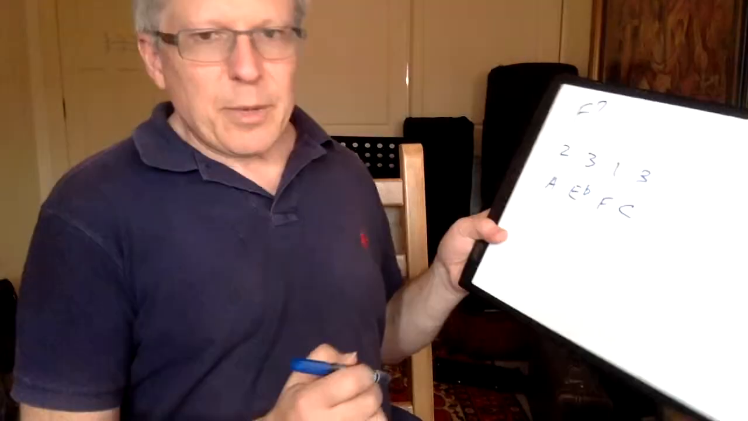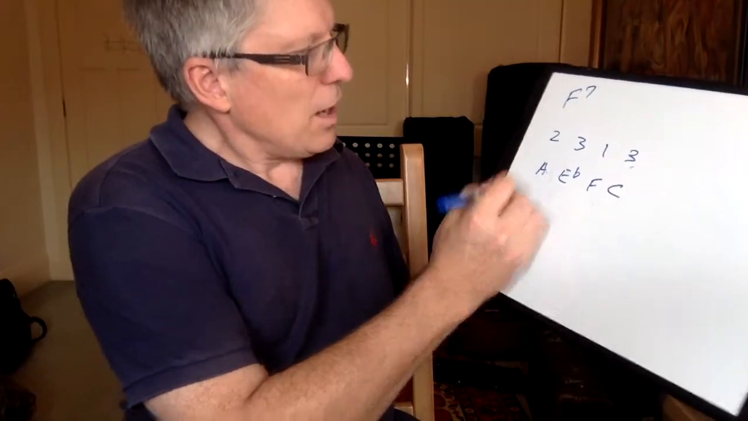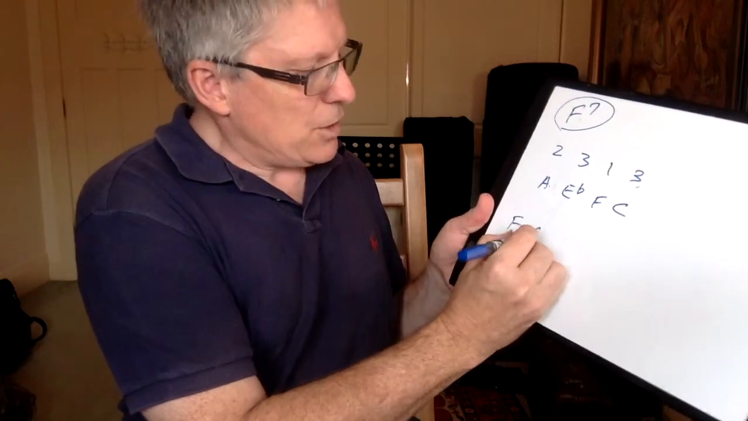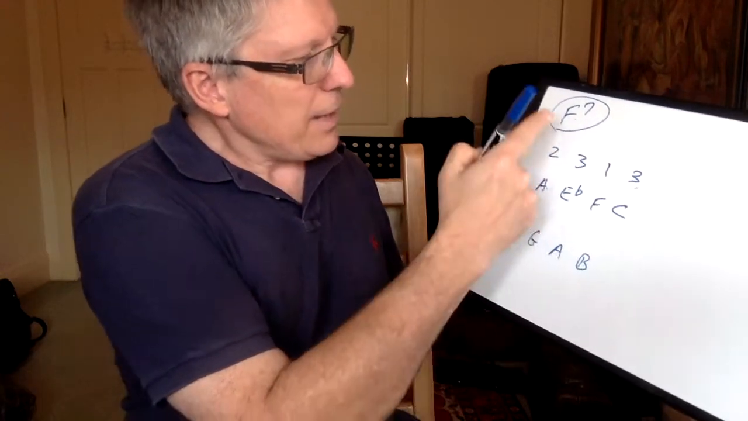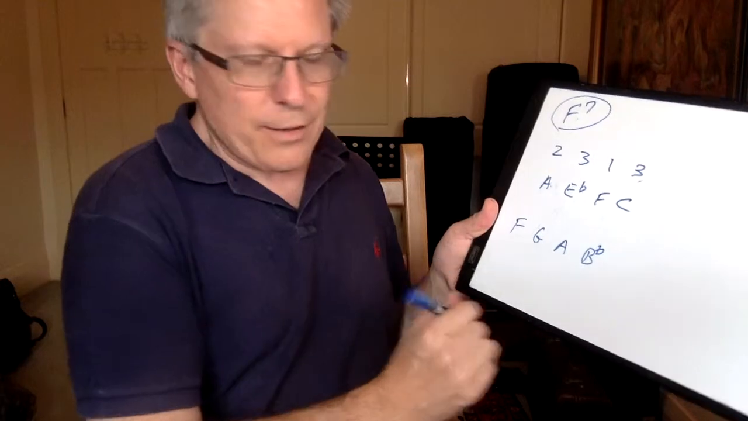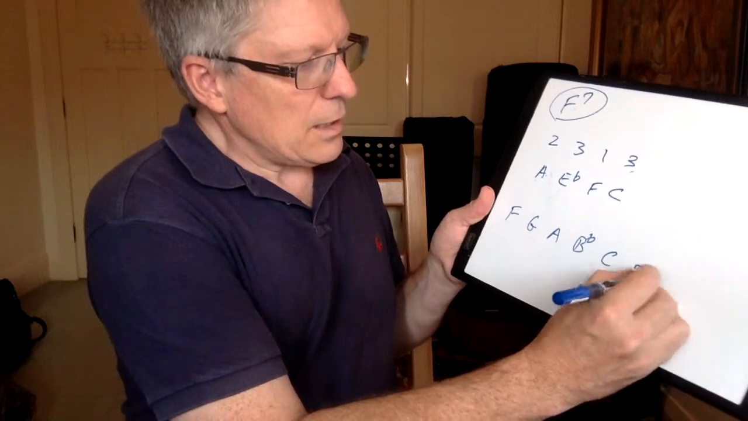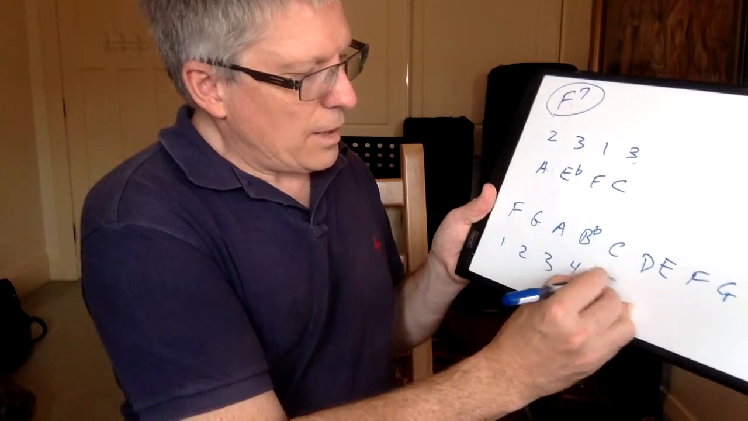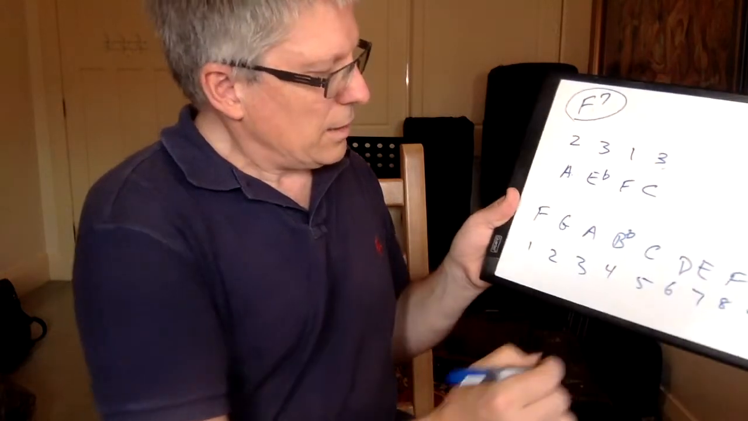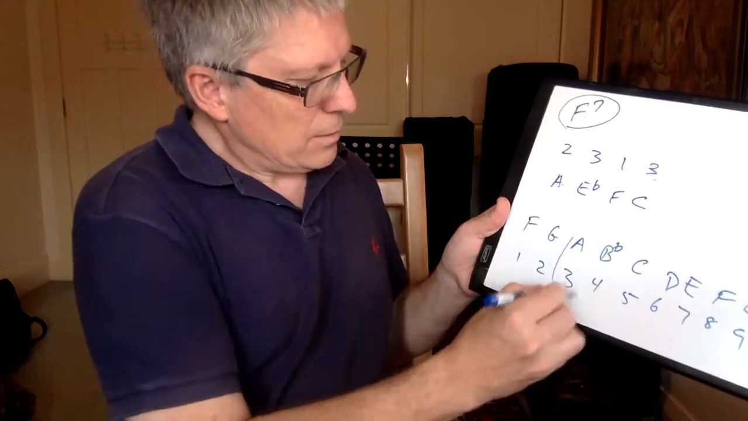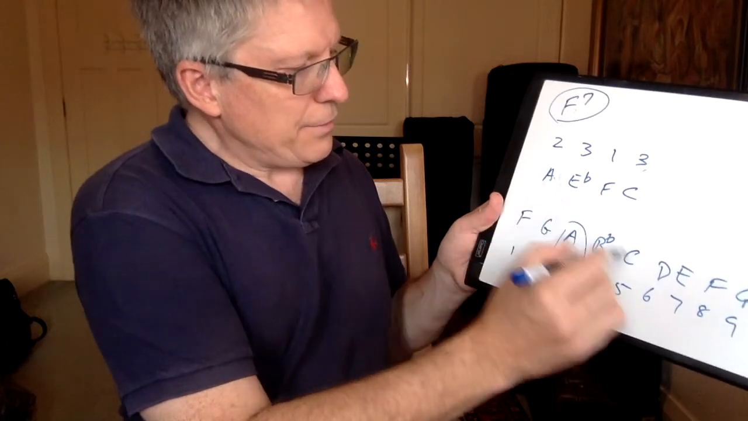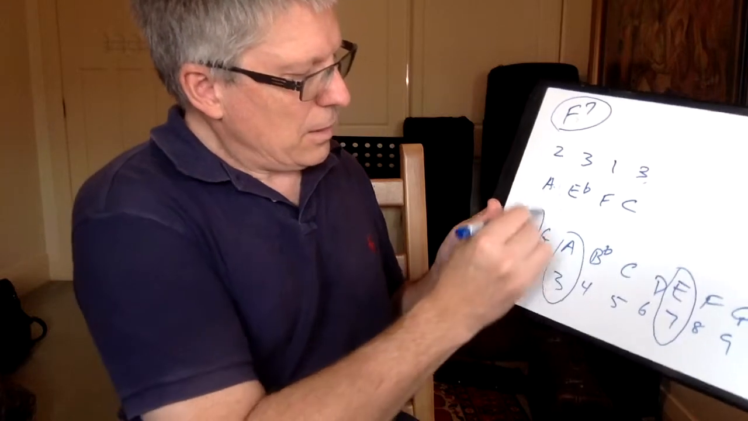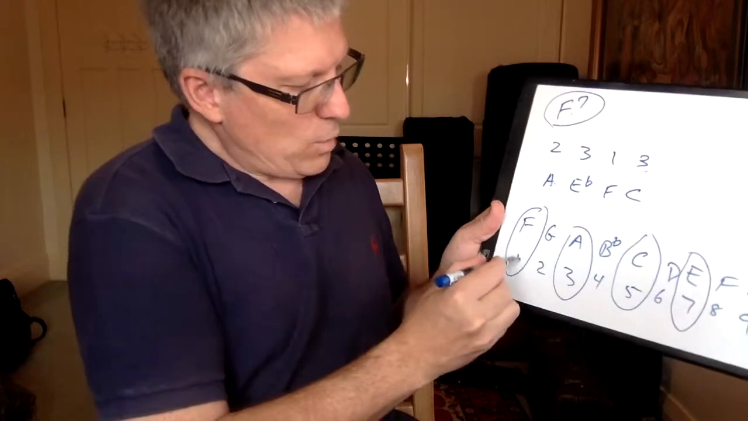Right, now let's do the alphabet again. So F this time is the name of the chord. So we're going to start on F and go down the alphabet. F, G, A, B flat, because we're in the key of F. C, D, E, F, G. 1, 2, 3, 4, 5, 6, 7, 8, 9. We have an A. We have an E flat. It's our 7th, there it is. We have an F, and we have a C. We have 1, 3, 5, 7.